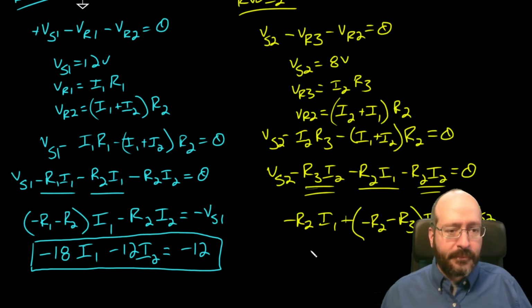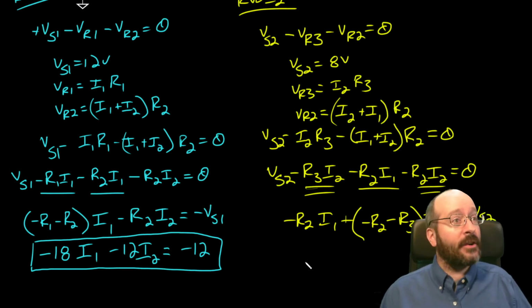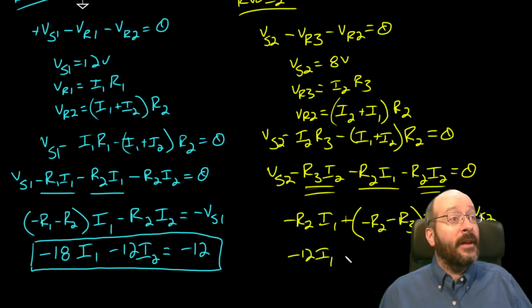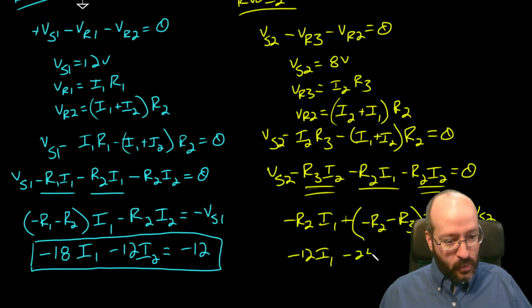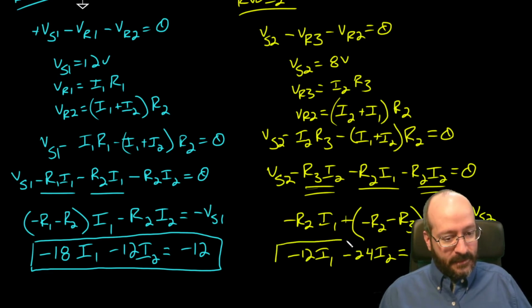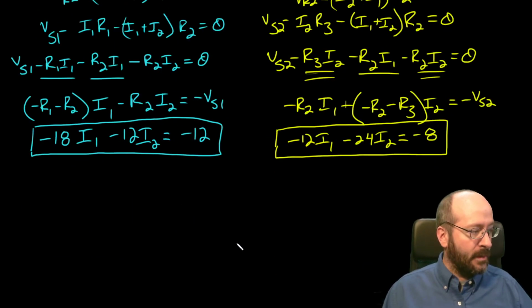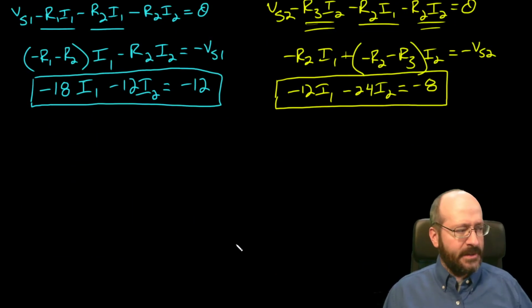Okay, plugging in values. Negative R2 is negative 12, I1. And then we've got negative 12 and negative 12, so that's negative 24, I2. Over here we got negative 8. And there's the second equation for our system of equations. Oh, it's behind me again. There we go. Still getting used to that.